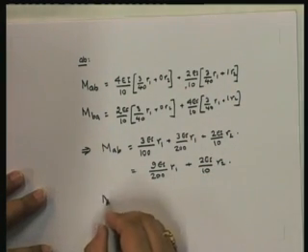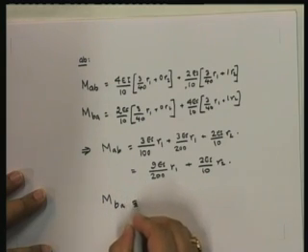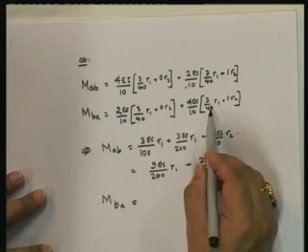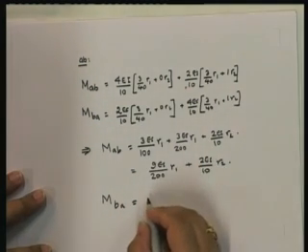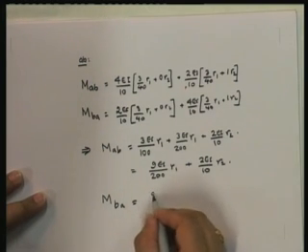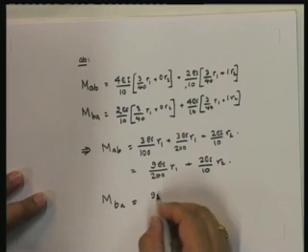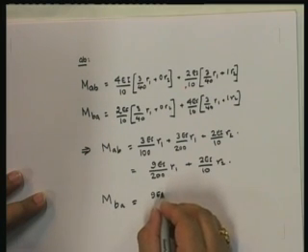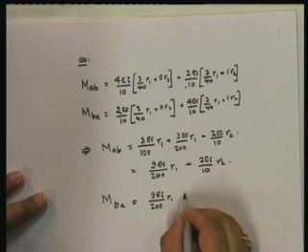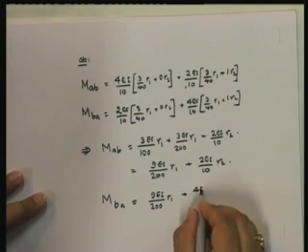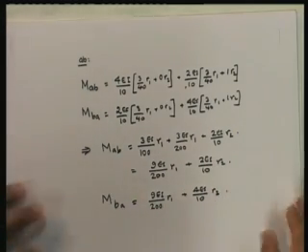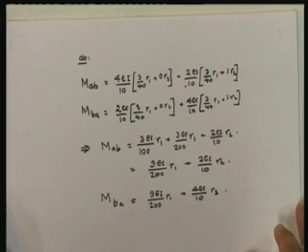That's MAB, and similarly MBA is equal to 3 by 200 R1 plus 3 by 100, so we get exactly the same thing. So we get 9EI by 200 R1 plus 4EI by 10 R2. These are MAB and MBA in terms of R1, R2.